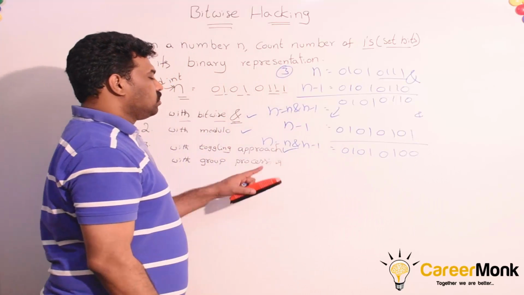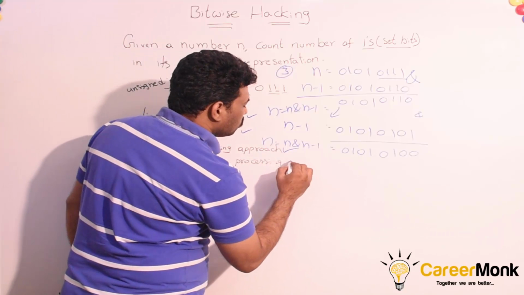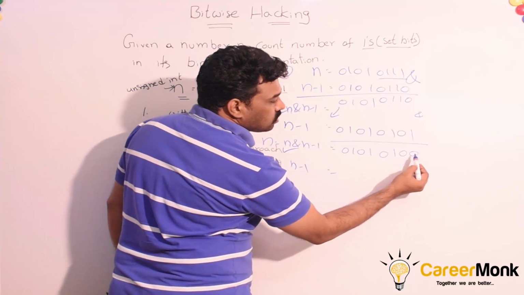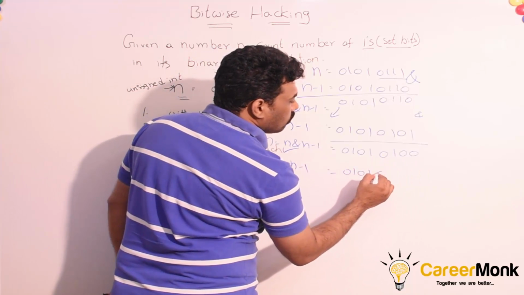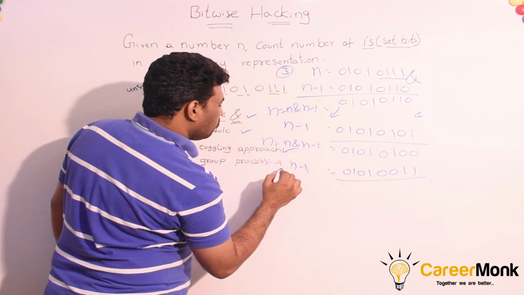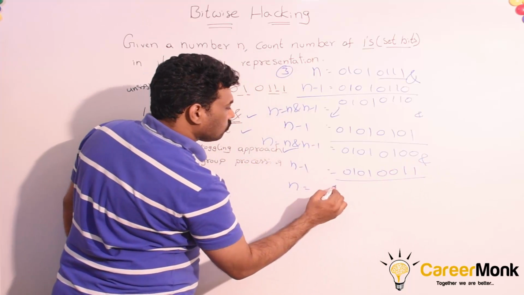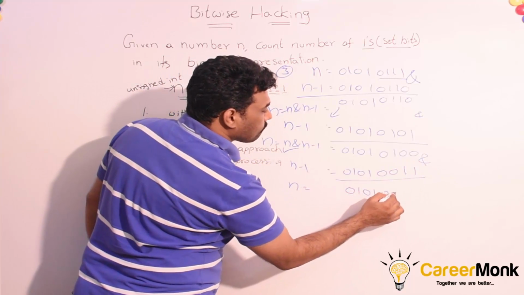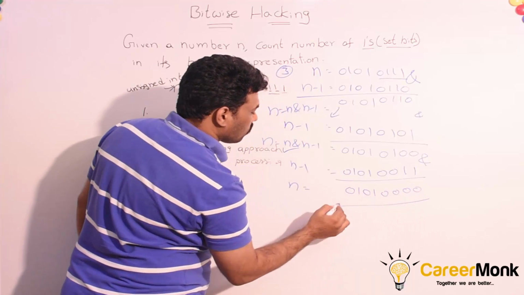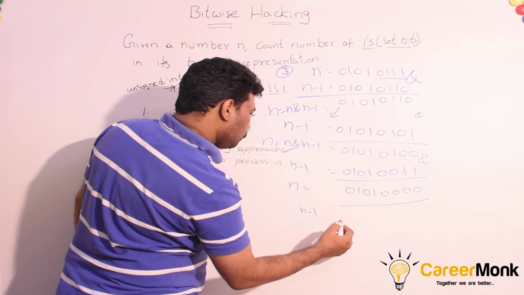And in the next iteration, this becomes n. So what is n minus 1? Since this is 4, I make it as 3. And what is n and n minus 1? In the next iteration, it will become n. So what is n minus 1?